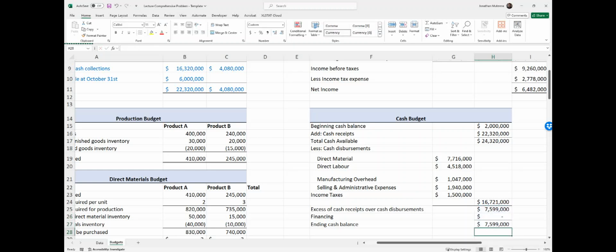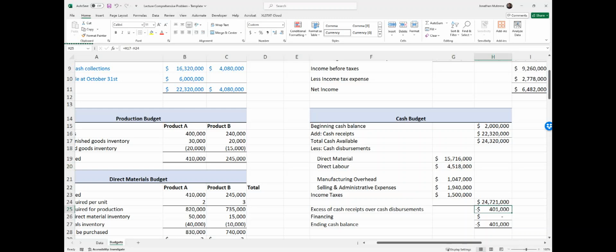Now let me just create a scenario here. Let's suppose that the company spent 8 million on direct material and they did not have enough cash. If they did not have enough cash, the company would have to go and borrow money from the bank.